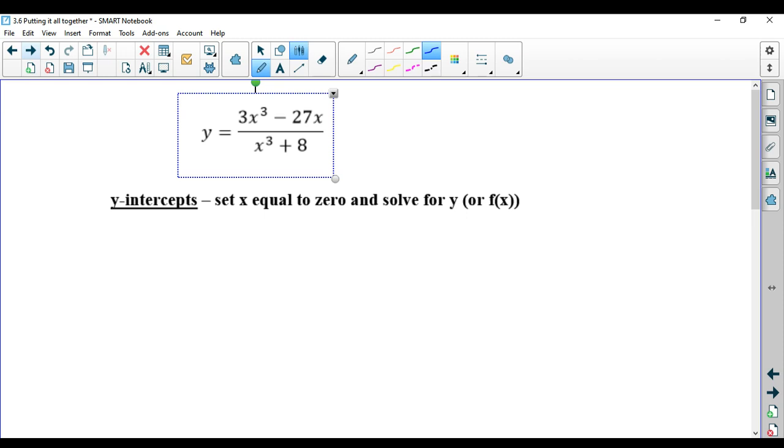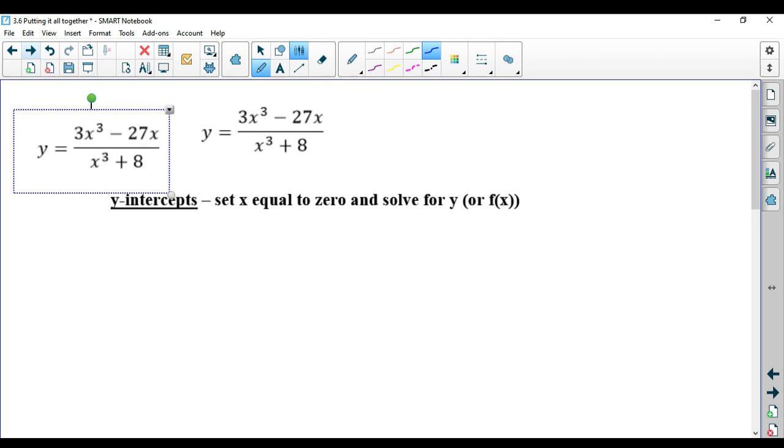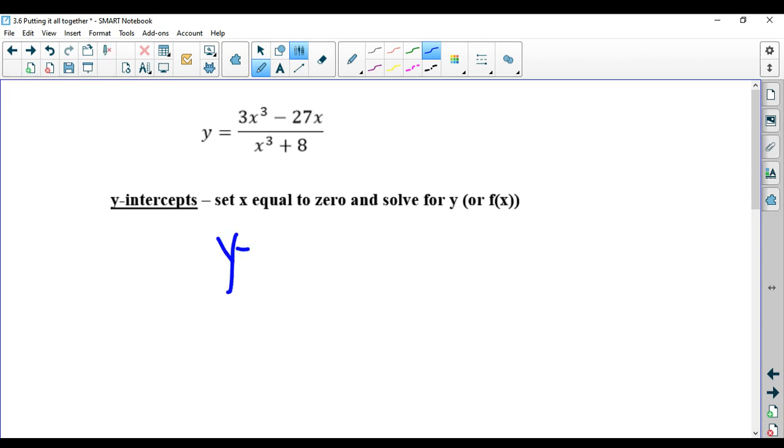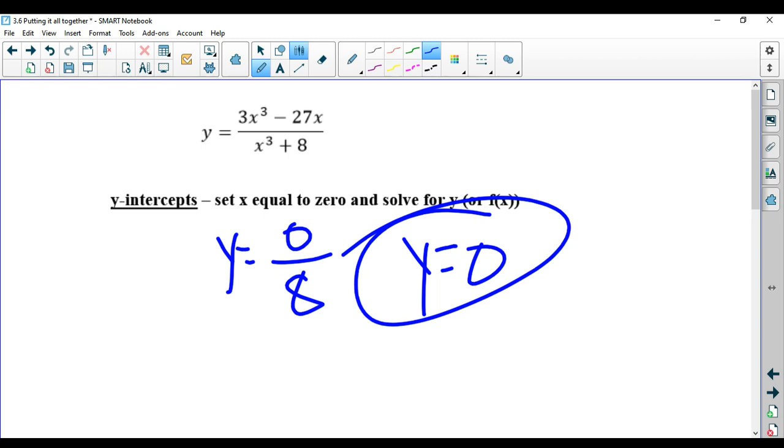Y-intercepts. You set x equal to 0 for Y-intercepts. So when you set x equal to 0, the top is going to be 0, obviously. The bottom is going to be 8. So y equals 0 is the Y-intercept. Easy.